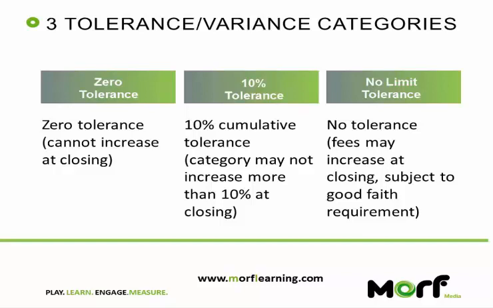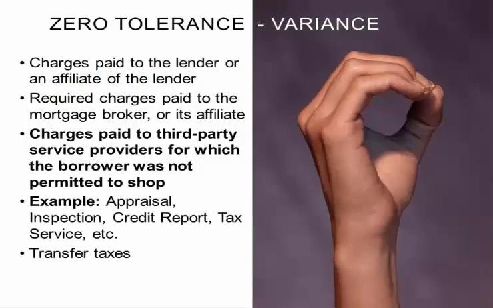So the concept of changed circumstance continues the same as it is today. A changed circumstance is usually an event that's initiated by the applicant or out of the lender or creditor's control, and it requires the delivery of a new loan estimate or a revised loan estimate. In our zero tolerance category, lenders are not permitted to charge borrowers more than the amount disclosed on the loan estimate under any circumstance other than changed circumstance that permit a revised loan estimate.